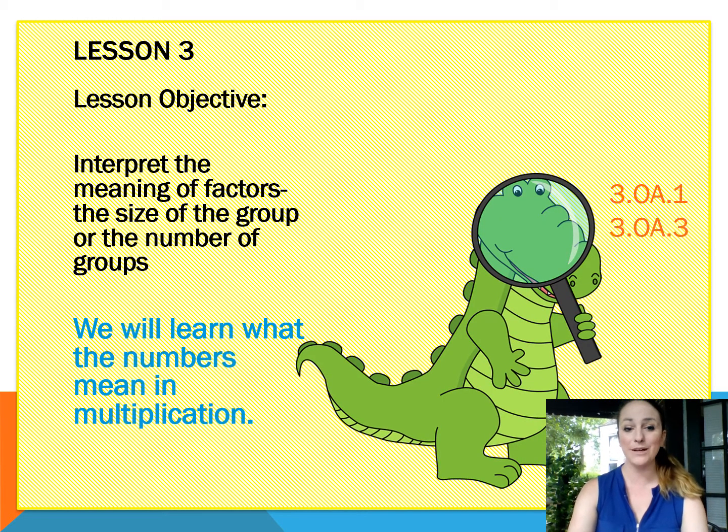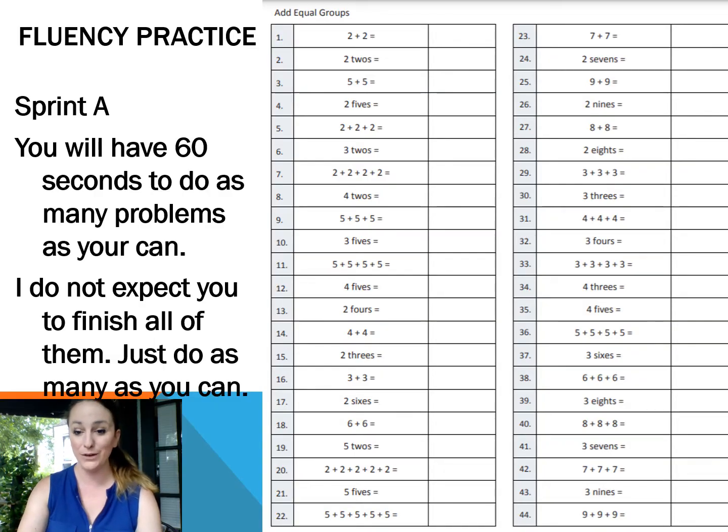Today, we're going to learn what the numbers mean in multiplication. They're not just there in any random order. They have a great meaning in that order. First, we're going to have our first sprint. In our classroom, I would have this in your packet right in front of you.